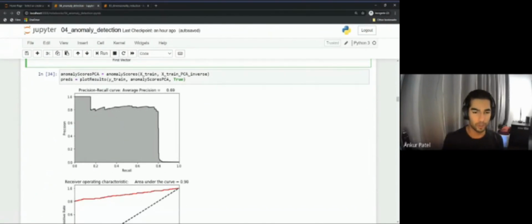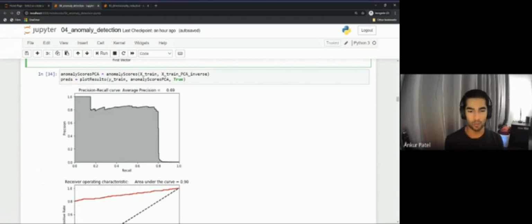What this curve is telling you is that in order to identify 80% of the fraud, you had a precision of 80%. That means that of the 100 transactions that you found, 80 of them were truly fraudulent. Out of the 100 transactions that you rejected, 80 of them were fraudulent. That means only 20 of the transactions that you found as fraudulent were truly not fraudulent. This is a good result.